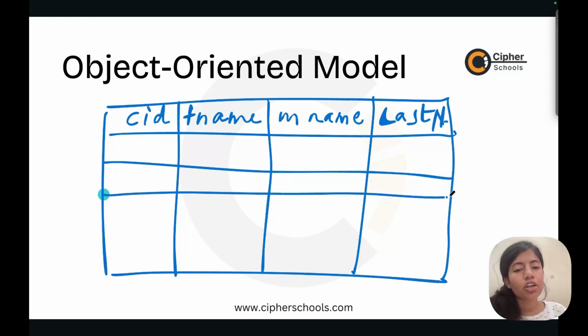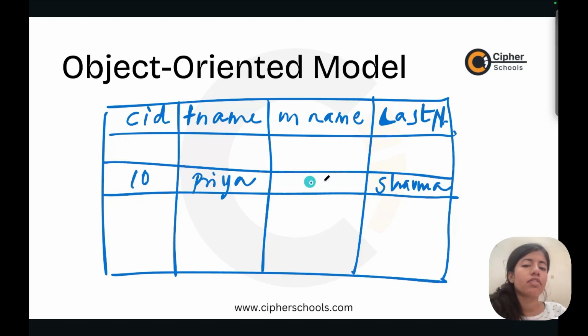Now for a particular customer, it may so happen that the customer ID is 10, suppose. They may have some name, Priya, and some surname, Sharma. But it may so happen that they do not have a middle name. So what happens here is you're unnecessarily wasting the space taken by this particular block. So it is not optimal if you're thinking of storage optimization. This is not an optimal strategy.